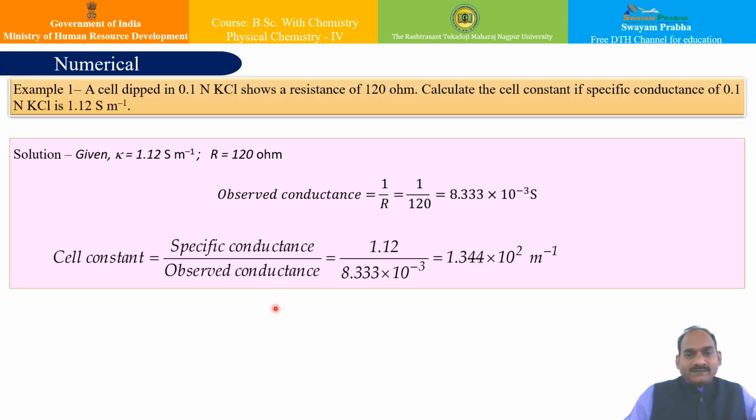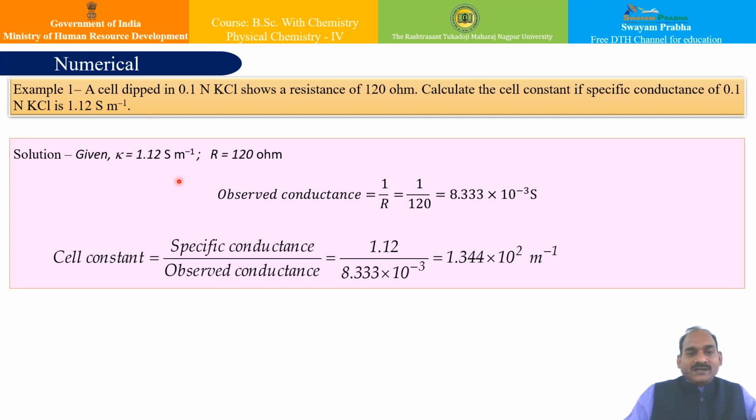Let us see some of the basic numericals so as to understand the idea. Say for example, if a cell dipped in 0.1 normal KCl shows a resistance of 120 ohms, calculate the cell constant if the specific conductance of 0.1 normal KCl is 1.12 Siemens per meter.